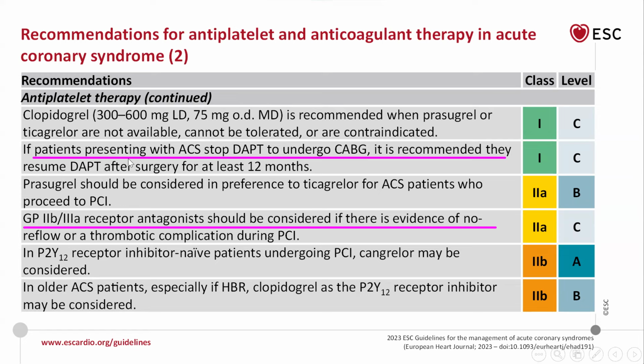For clopidogrel, the loading dose is 300 to 600 milligrams, then a 75 milligram maintenance dose. If prasugrel or ticagrelor is not available in a patient presenting with ACS, stopping DAPT to undergo CABG is recommended. They then may resume DAPT after surgery for at least 12 months. There is no difference between patients undergoing CABG or undergoing PCI; the duration of antiplatelet therapy should be at least a 12-month period post revascularization.